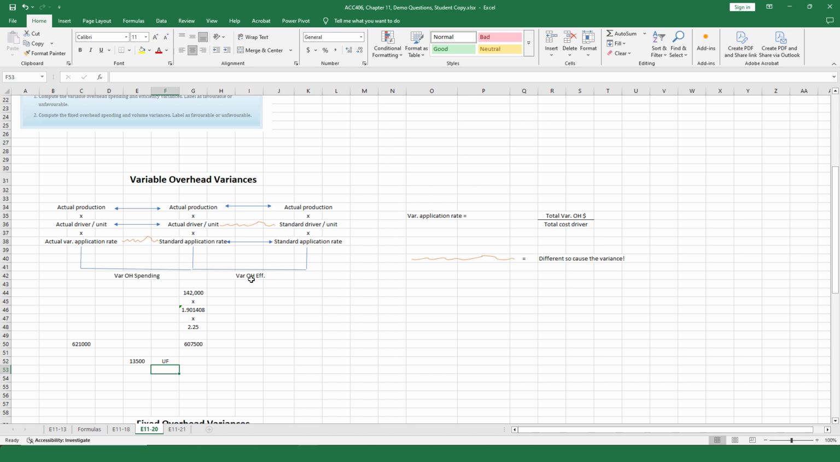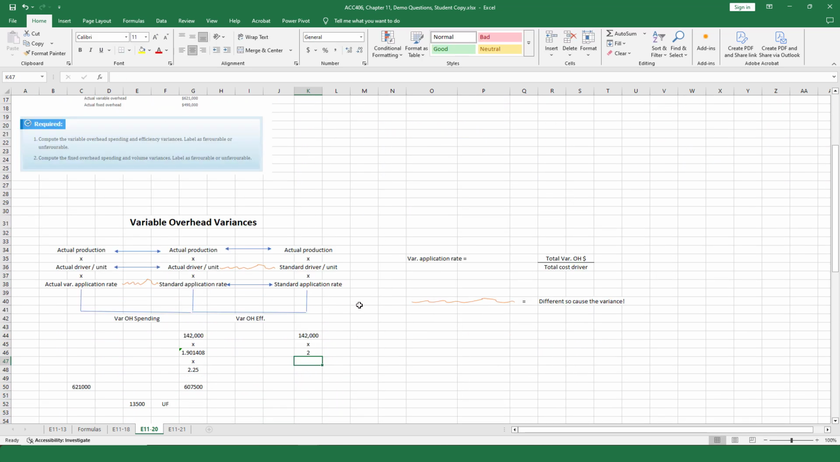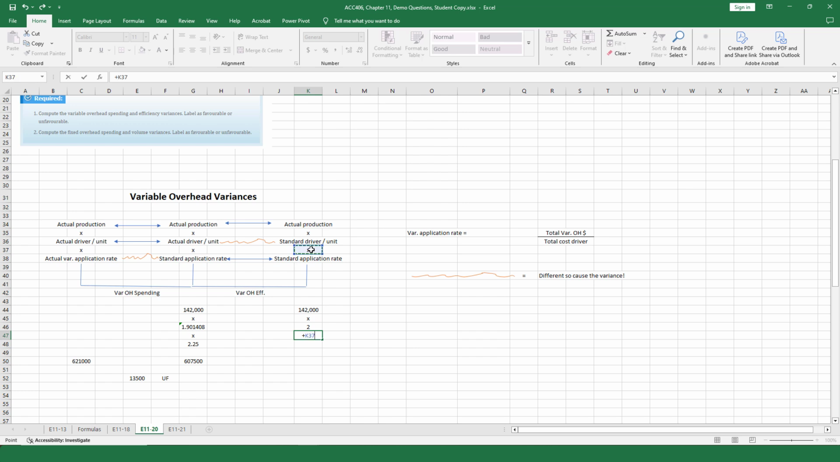Let's look at the efficiency variance. How efficiently did we use the variable overhead resources in order to produce the quantity we produced? So this is actual production. We can take it right from here. We're going to multiply it by the standard driver per unit, 2 direct labor hours. We're going to multiply that by the standard application rate. We can just steal it from over here.